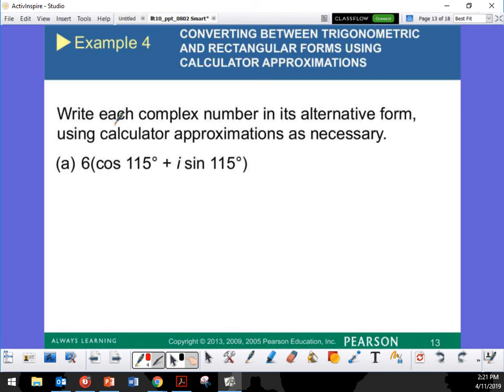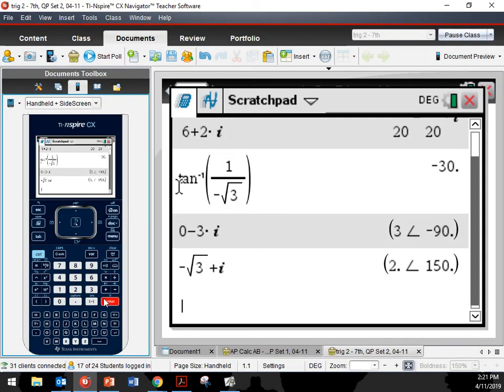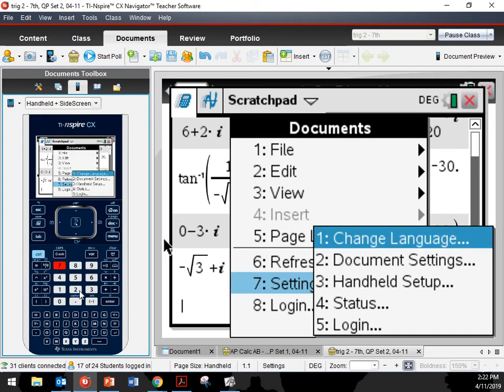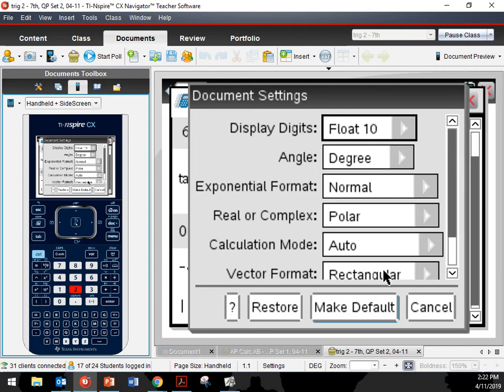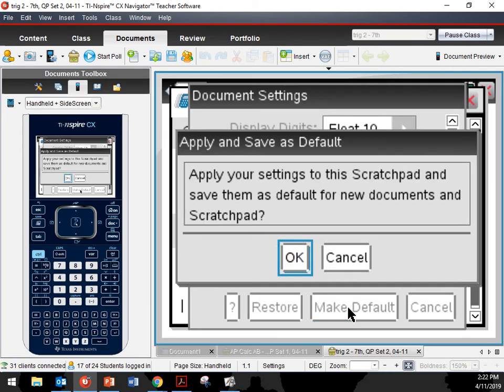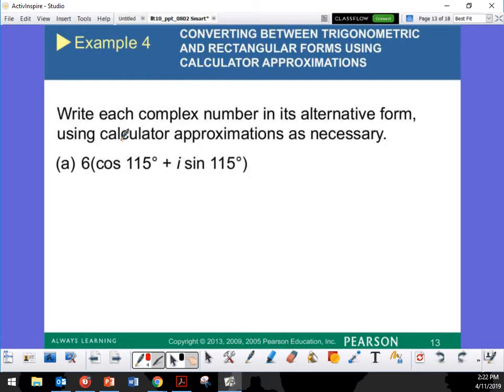All right. Write each complex number in its alternate form, using calculator approximation as necessary. Let's see what my calculator will do with this. Doc, 7, 2. And I'm going to change it to rectangular now. Why am I doing rectangular now? This is my polar coordinate.